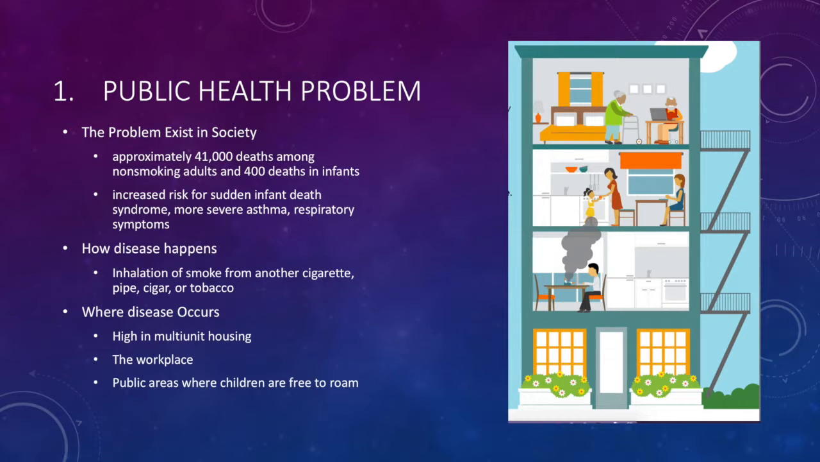This disease is at high risk of occurring in a multi-unit house because when someone starts smoking on the bottom floor, the smoke can travel up to the top floors, and this can affect the people that are non-smokers. It also is very common in workplaces, as when people take breaks, they like to go for a smoke, and there's a stream of smoke in the air. Also, any public areas where children are free to roam carry a very high risk of them receiving secondhand smoke. Another big place to contract this disease is in the car.